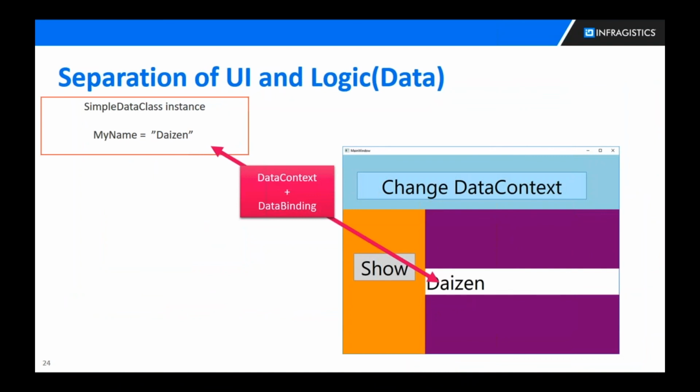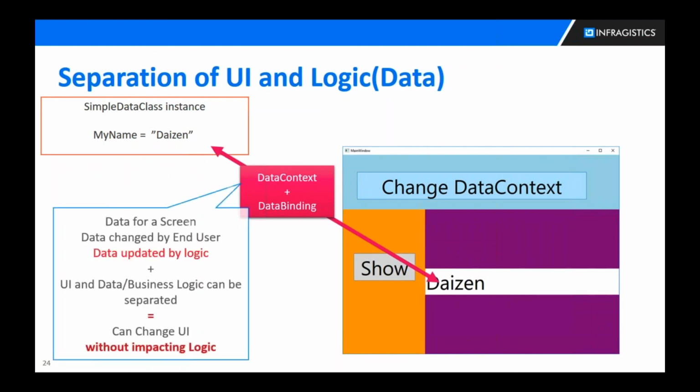So you can use this mechanism to provide the necessary data for the window, and you can use data binding to show that. Also, you can have the data for the screen, you can have the data changed by the end user, you can have the data updated by logic. So you can store the old data which is necessary for the window, and you can store the data which your end user is changing, so that you can have the whole set of the data for the window, or the whole set for the screen.